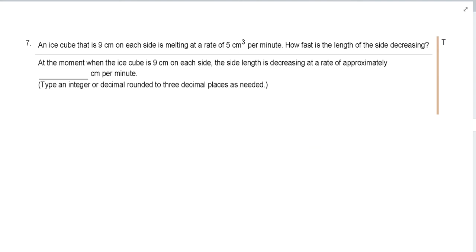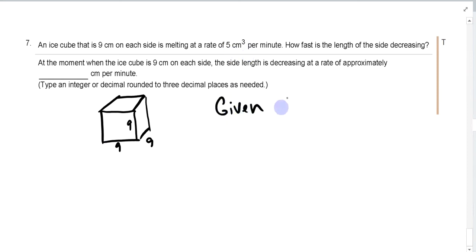An ice cube that is 9 centimeters on each side is melting at a rate of 5 centimeters cubed per minute. How fast is the length of the side decreasing? All right, so let's think about it. An ice cube, which, you know, we used to have old ice trays that actually made cubes, but let's think about a cube. The definition of a cube is that all sides are equal. And so this would be 9 here, 9 here, and 9 here. And we need to think about, if it's melting, then what's changing is the volume. And it's doing it at a rate of 5 centimeters cubed per minute.